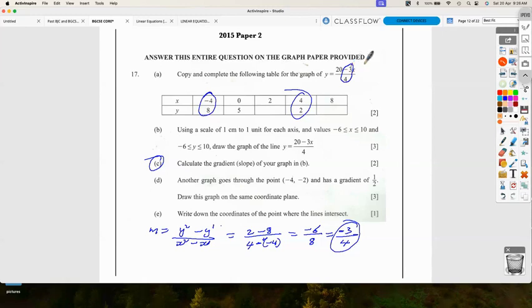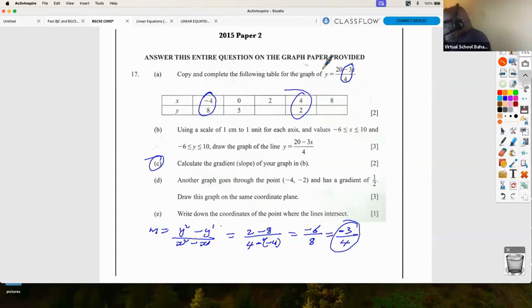Yes, sir. What would be my, if I look at this same equation, where would the line cross the y-axis?